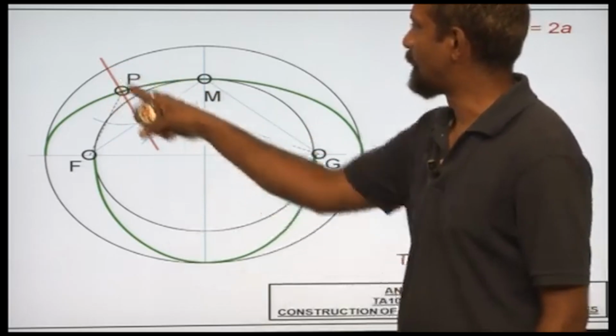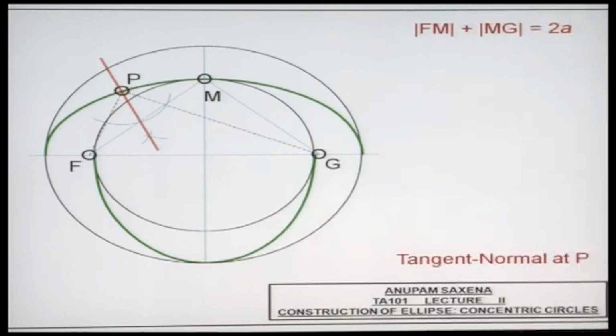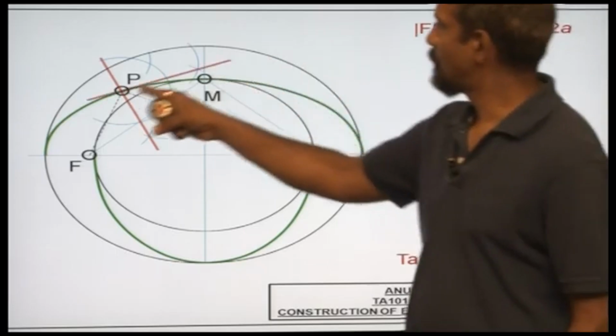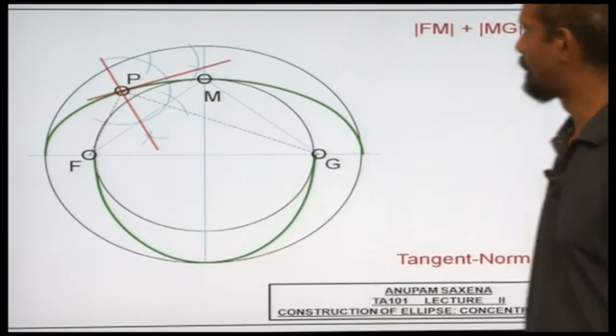This angle is 180 degrees. I have to bisect it, and I'll do exactly the same thing, bisect the angle. Once I do that, this line segment here will be the tangent to the ellipse.